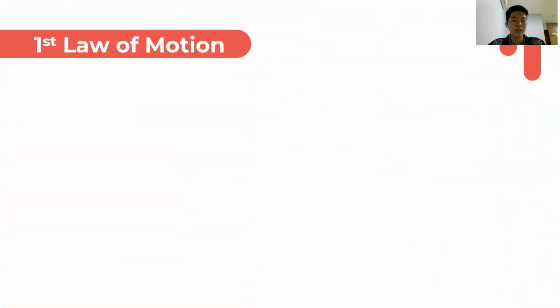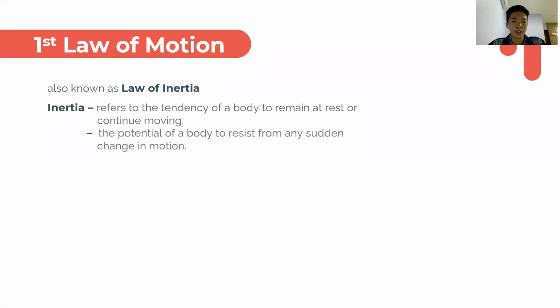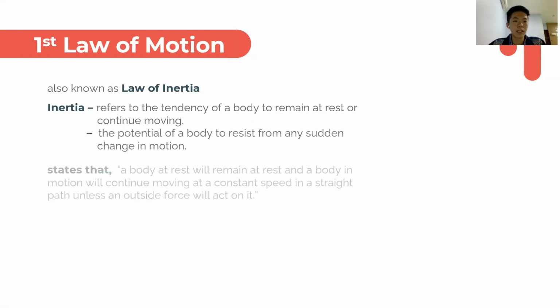The first one is the first law of motion. This is also known as the law of inertia. Inertia refers to the tendency of a body to remain at rest or continue moving. Or, in other words, it is the potential of a body to resist any sudden change in motion.